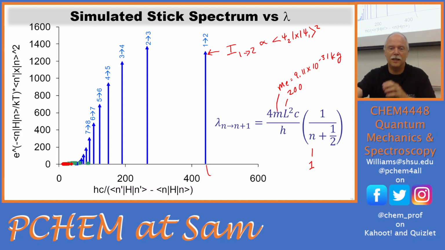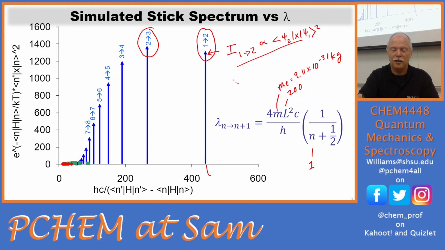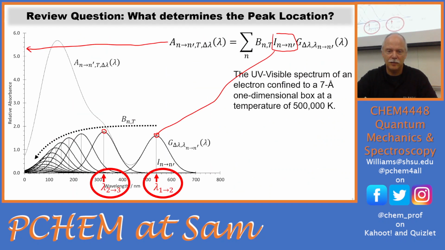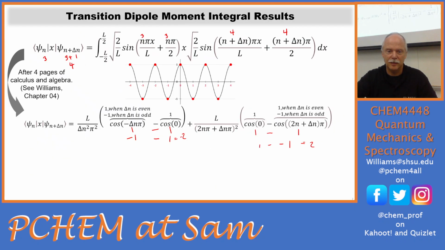Okay, so that's a simulated stick spectrum. I have you calculate these two right here. So you're drawing by hand a stick spectrum with your calculation here, the wavelength. You're calculating two wavelengths here and here. You're calculating two intensities there and there. You can use this equation back here to calculate those intensities.